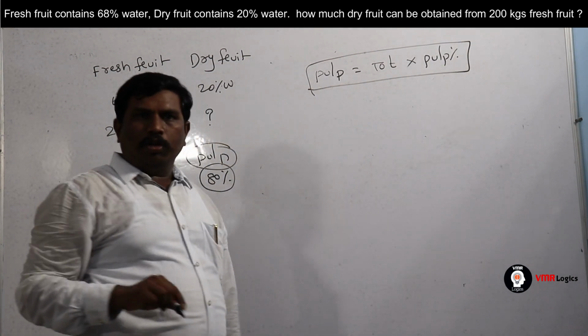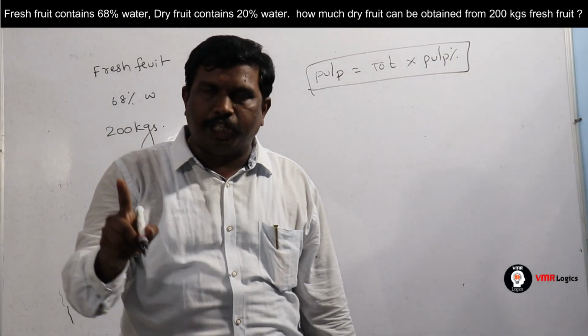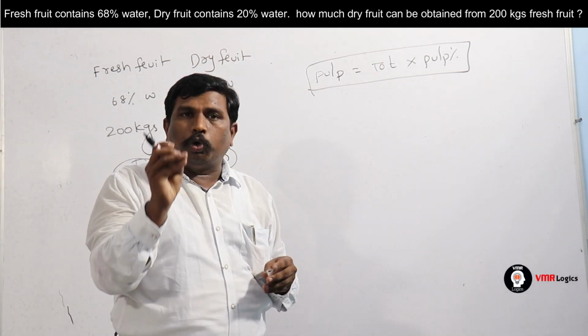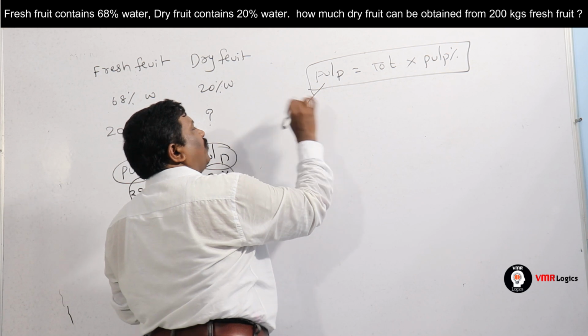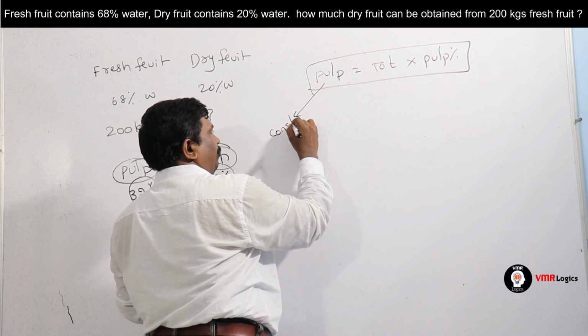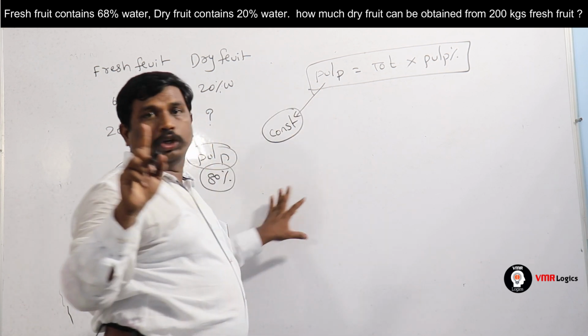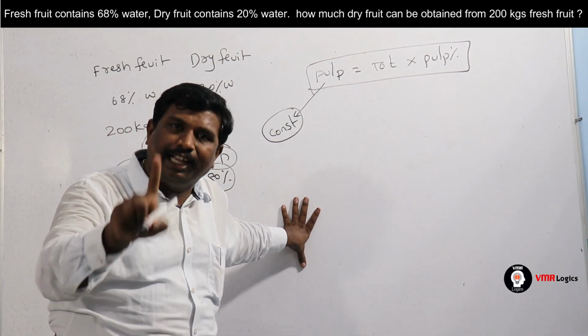How do you get pulp? Total quantity into pulp percentage. You are going to get how much pulp is there? Total quantity into pulp percentage. Now what is fixed in the question? Pulp is fixed. Pulp is constant in the question, because you are not removing any pulp, and you are not adding any pulp.